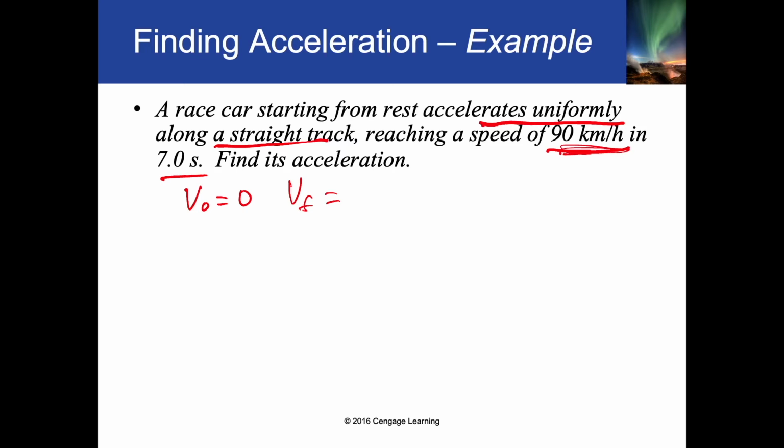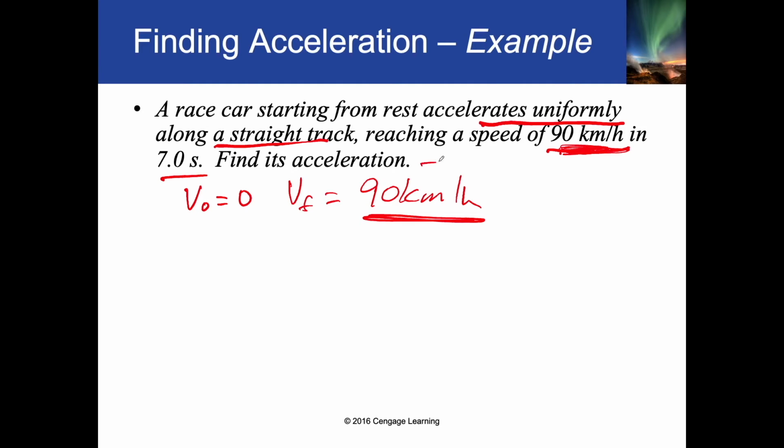Anyway, the final velocity is right here, and that's 90 kilometers per hour. So you already have V0 and VF from the equation from the previous slide. The problem we have though is that this unit here is 90 kilometers per hour. What is the unit for acceleration? Meters per second squared, right?